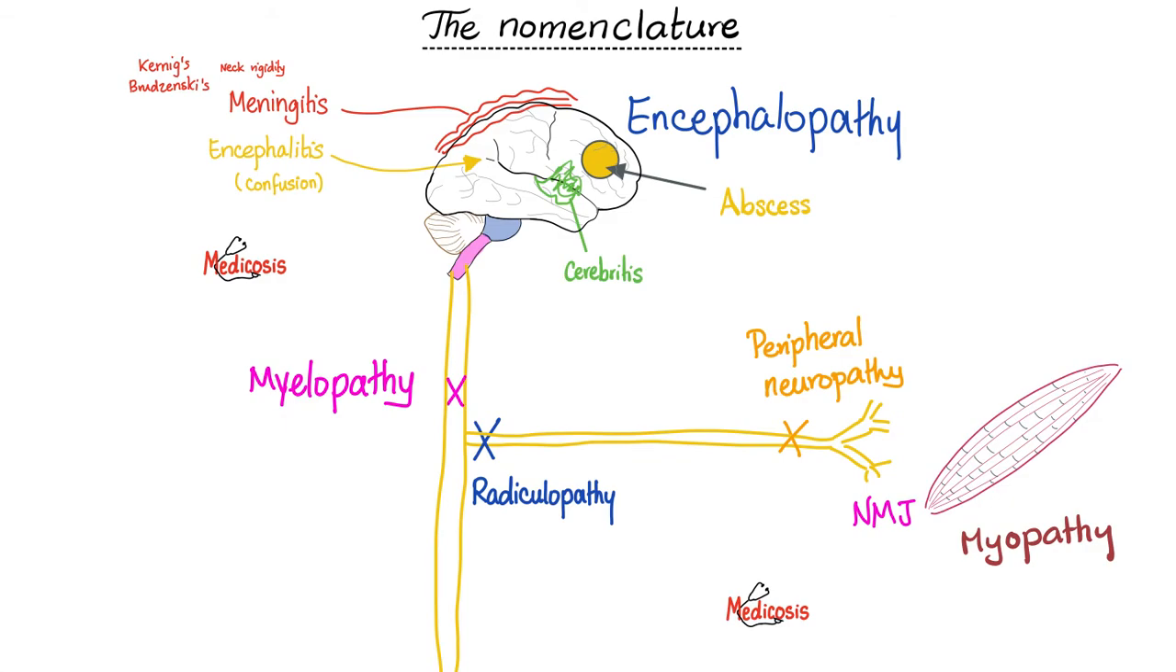Which of these areas is destroyed in Lambert-Eaton? The answer is the neuromuscular junction, because we are attacking the presynaptic axon knob.